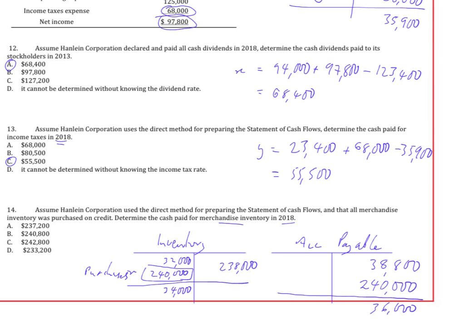And therefore we can say that, okay, what is the missing figure on this side? Well, the missing figure on this side is a credit to cash and a debit to accounts payable, and it must be 38,800 plus 240,000 less 36,000, and so that gives us a balancing figure over here of 242,800. Okay, and I say that represents the cash paid to suppliers, and so the answer is C.